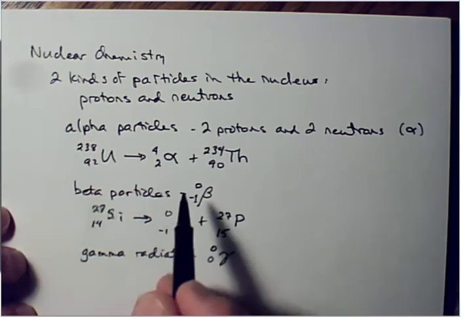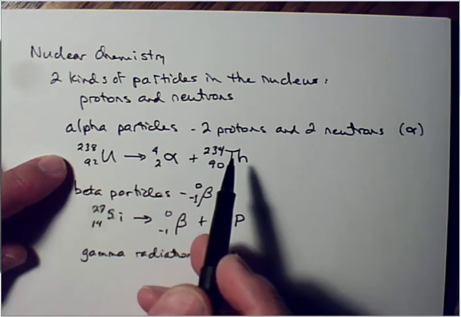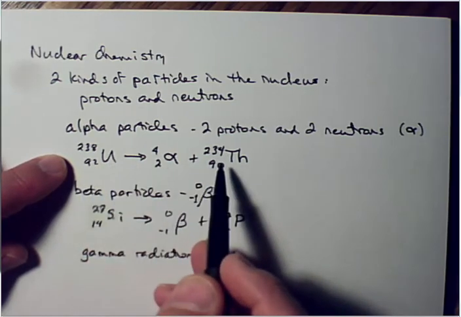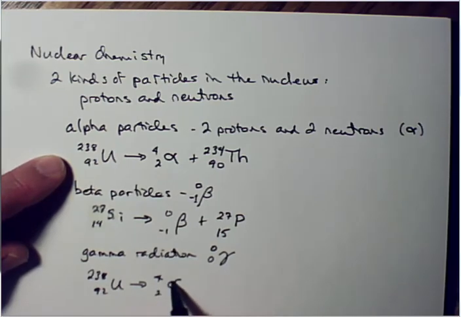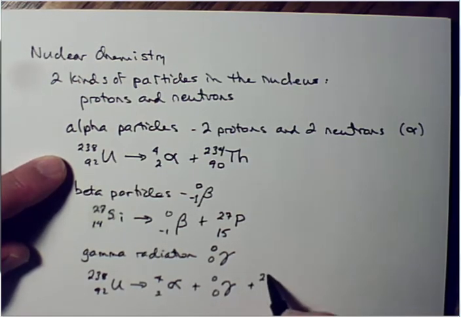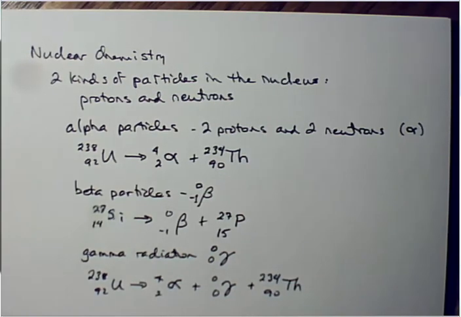Now, when uranium goes through alpha decay, it also goes through gamma decay. So if I were writing a complete equation for this, I'd probably write something like this: 238, 92, uranium, alpha decay, and then gamma radiation, and thorium.